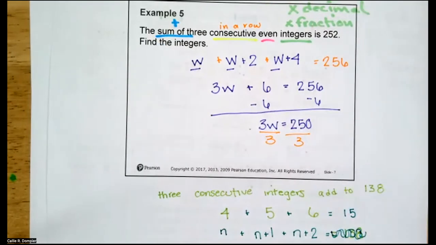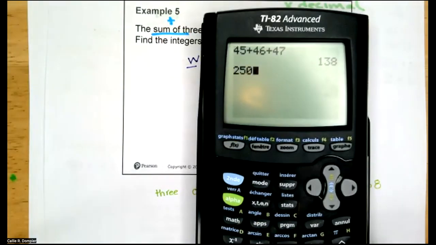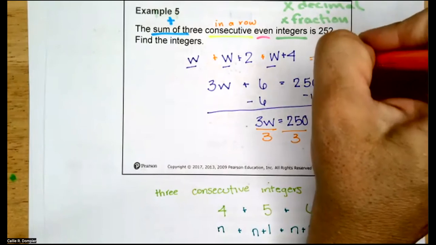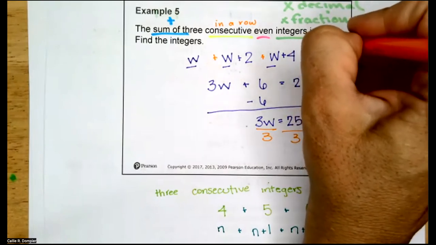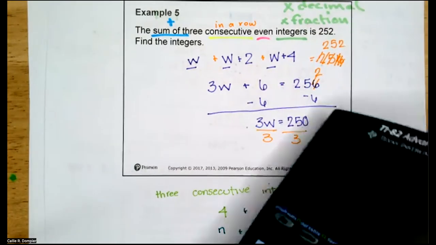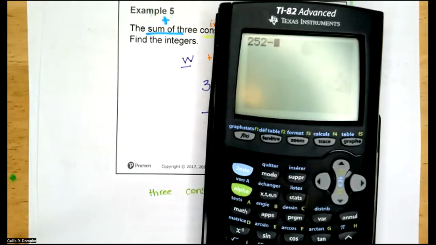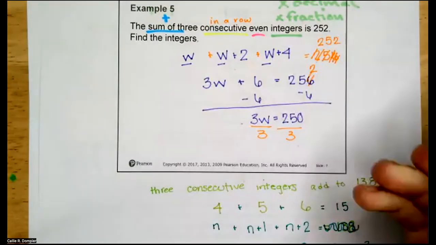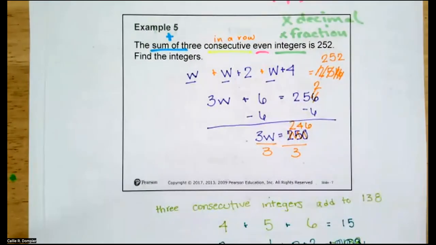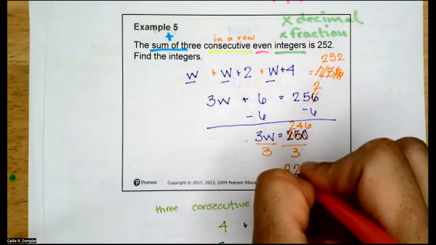What do you get? Did I do something wrong? I wrote 250. Guys, just stop me when I'm making these. 252. 252 minus 6 is 246. Divided by 3. Good. 246 divided by 3 is, thankfully, a whole number, 82.